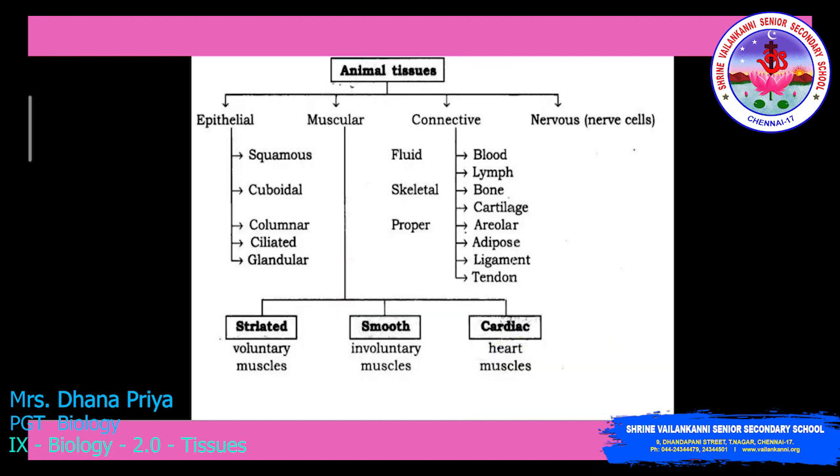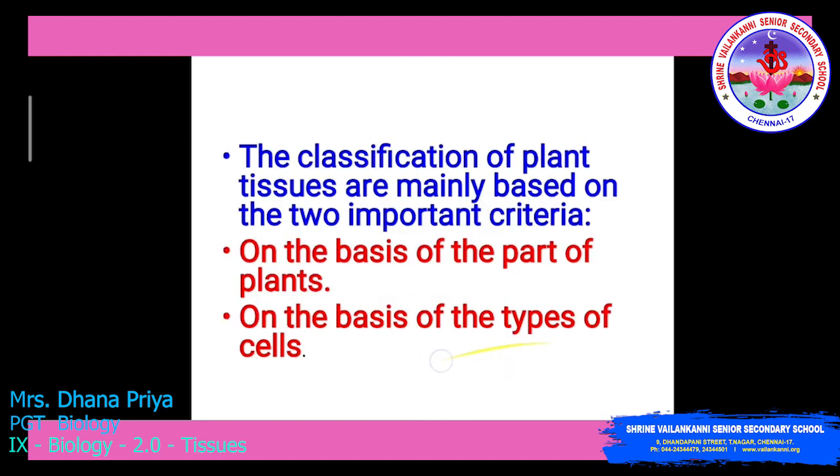Here, animal tissue is divided into four types: epithelial, muscular, connective, nervous. Epithelials are of five types: squamous, cuboidal, columnar, ciliated, glandular. Muscular: striated, smooth and cardiac. Connective: fluid, skeletal and proper. Nervous, that is nerve cells. So these are the classification of animal tissues.